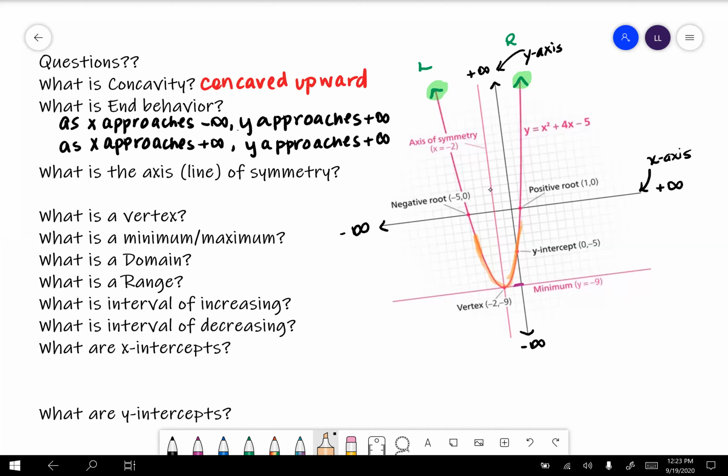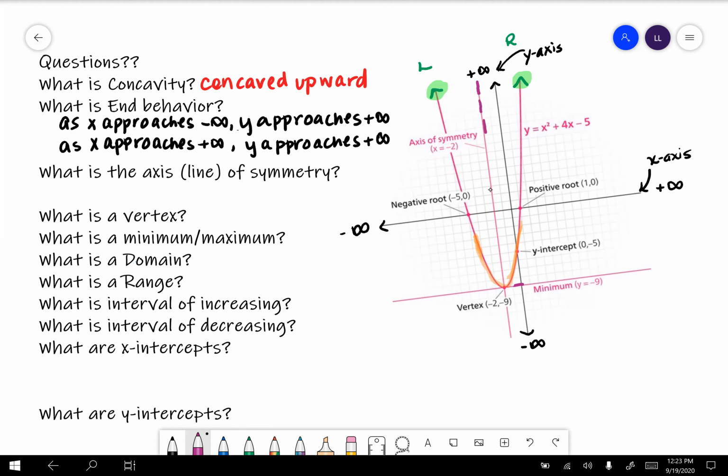Hi everybody, in this video we're going to determine what is the axis of symmetry or the line of symmetry. The line of symmetry for a parabola is the line that divides the graph into two equal pieces. It is in the middle.